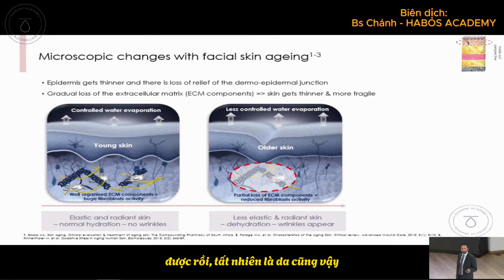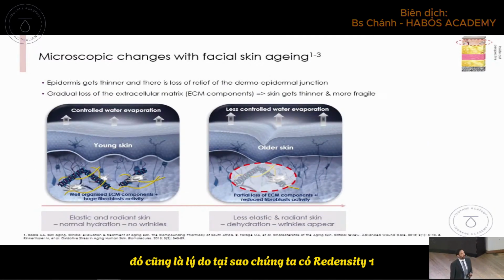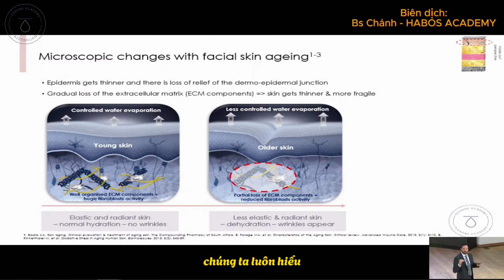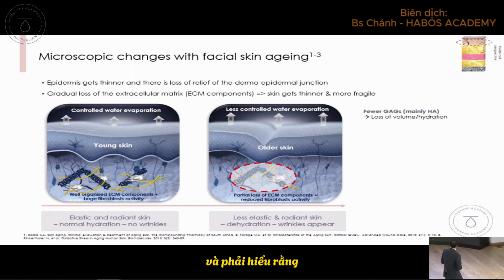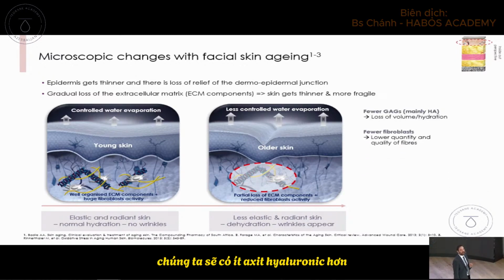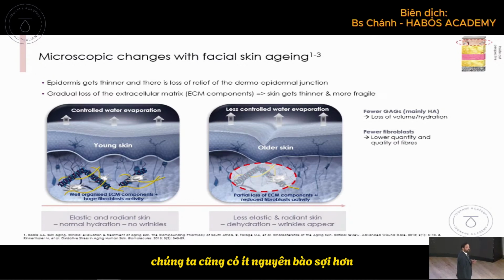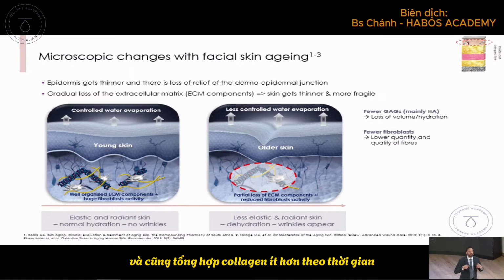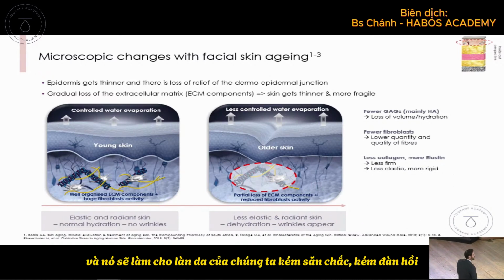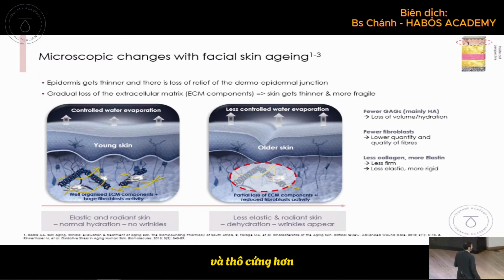Okay. Of course, the skin as well. That's why we have Redensity One too. We need to support the skin too. So we always have to understand that we will have less hyaluronic acid. We will have fewer fibroblasts, and so we will produce less collagen over time, but also we will have more elastin, and it will make our skin less firm and less elastic and more rigid.